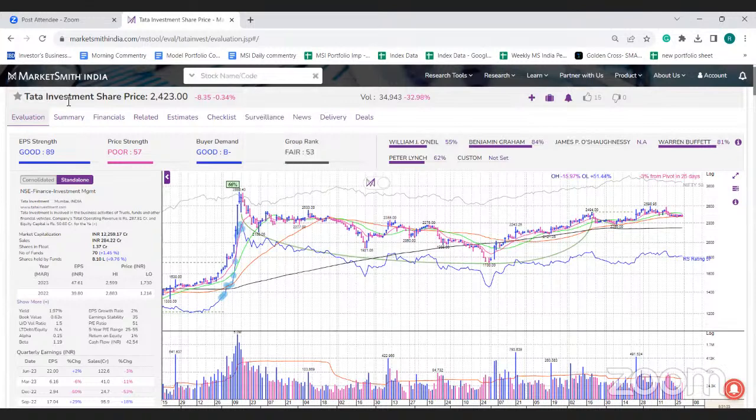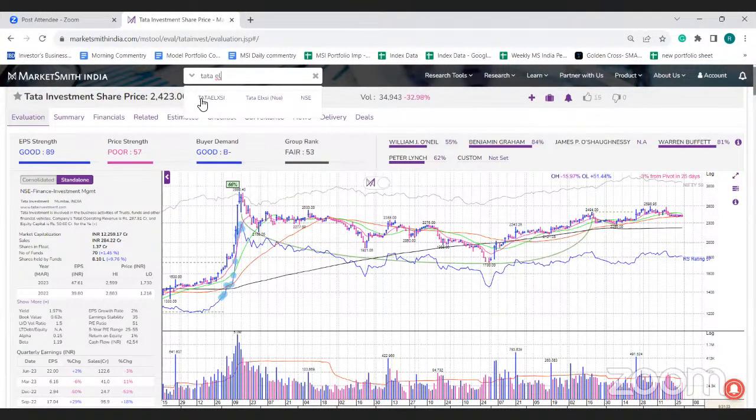But if it continues to move sideways and sideways, then there is no point of holding it as well because you're not generating any returns. So you can wait and see for a couple of weeks and take a decision if the stock moves sideways.